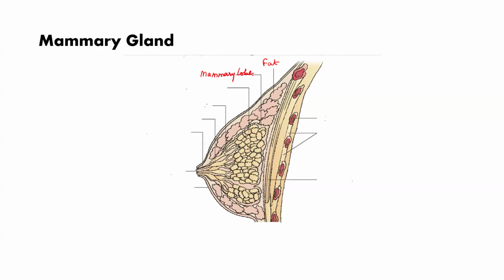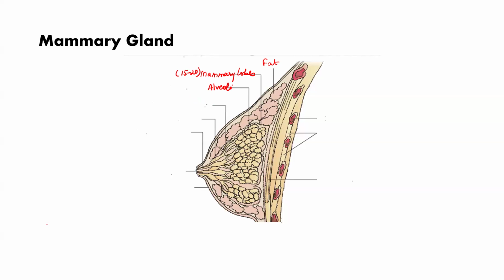And how many mammary lobes are they telling? 15 to 20. Clear? And these lobes contain cells. These cells are known as alveoli. So the lobes contain alveoli. Now alveoli will secrete the milk which is stored in the cavity and it opens into the mammary tubules.